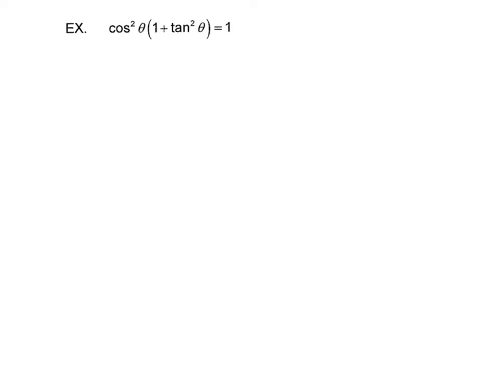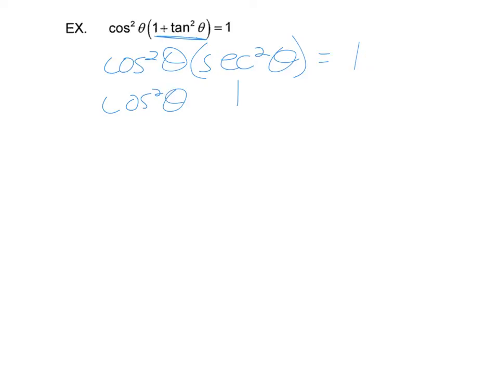Looking at the identities, in the Pythagorean identities, 1 plus tangent squared is equal to secant squared, and that's a more simple form, so we want to use that. So cosine squared, and then 1 plus tangent squared is secant squared, equals 1. Now change everything to sines and cosines, so cosine squared, and then secant is 1 over cosine. And since it's secant squared, it's 1 over cosine squared. The cosine squareds cancel, 1 equals 1, and that one's finished.